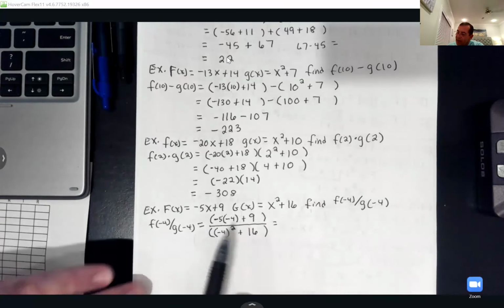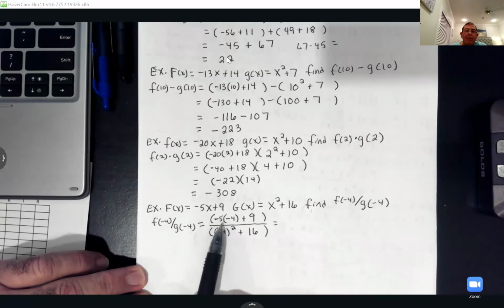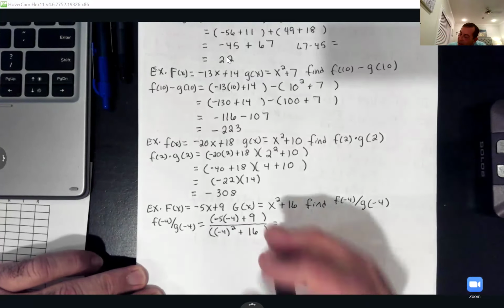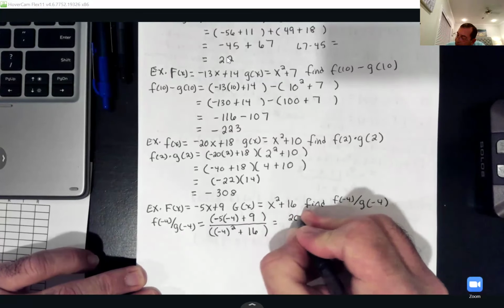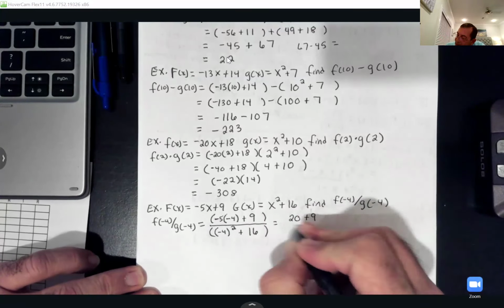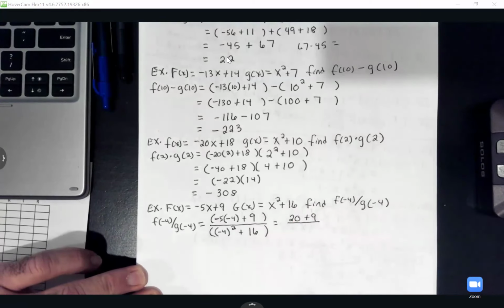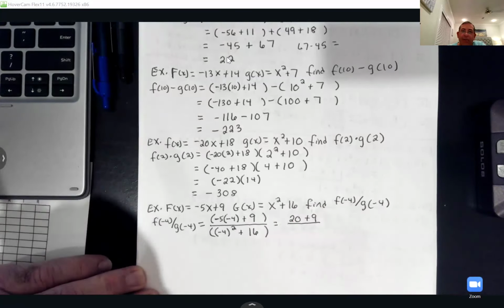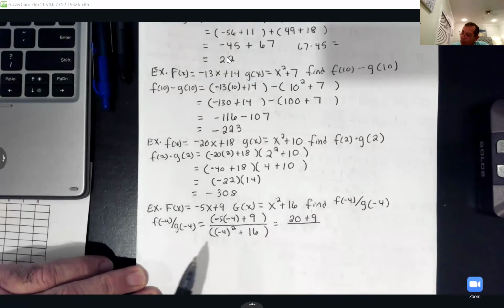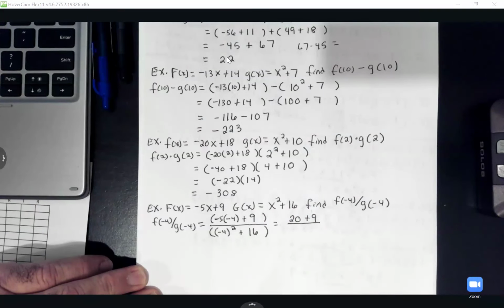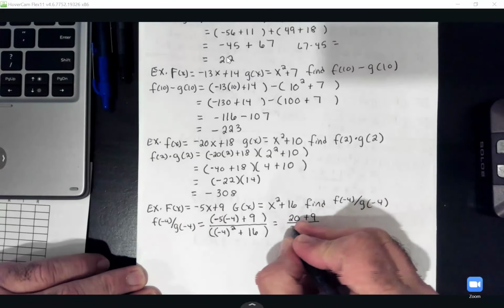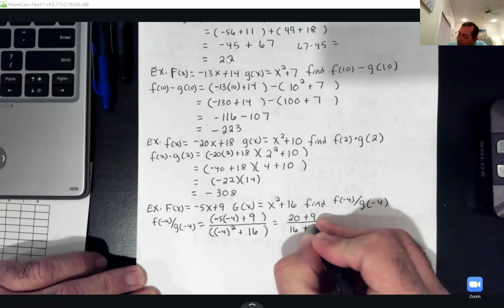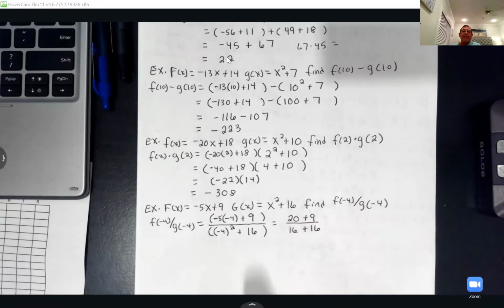All righty, so let's see. On top, I'm going to multiply first. So negative 5 times negative 4 is going to give me a 20 plus my 9. Now, here's where you got to watch out. If you don't put this negative 4 in parentheses when you square it on a calculator, it'll give you the wrong answer. So, y'all, what is a negative 4 squared? 16. And it is a positive 16. Good job. And then I'll bring down my 16 at the end.